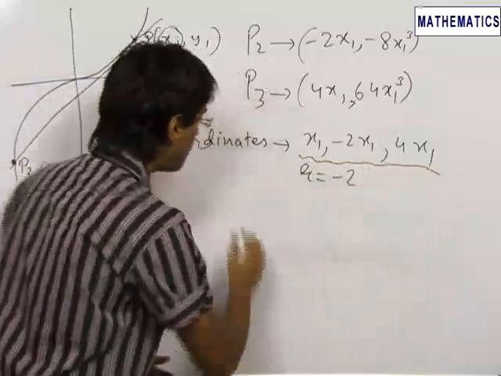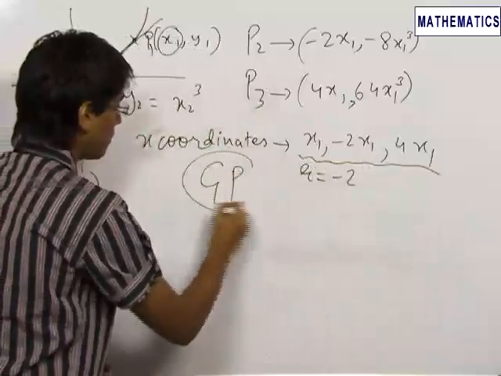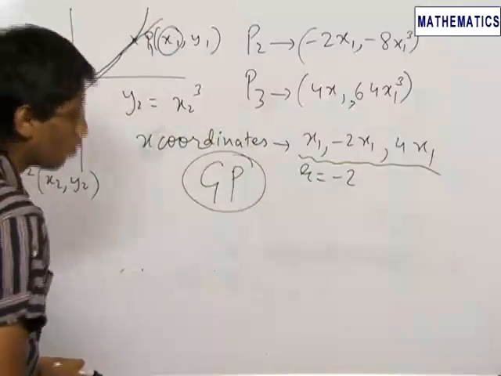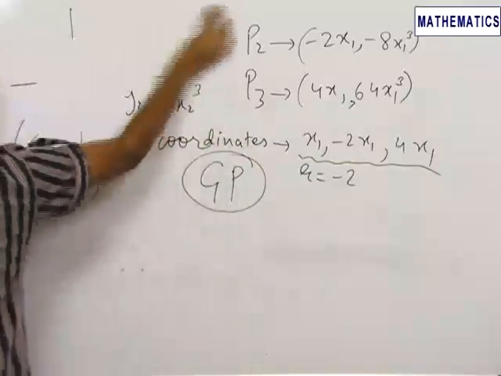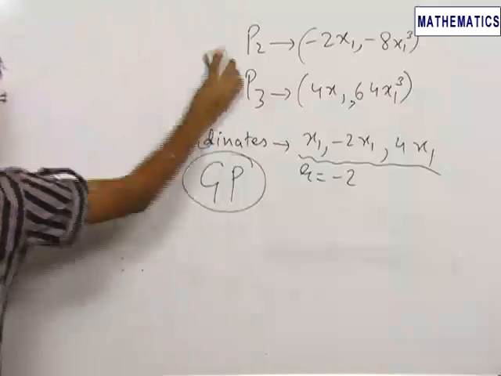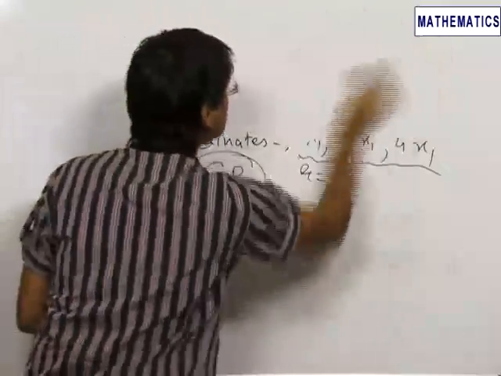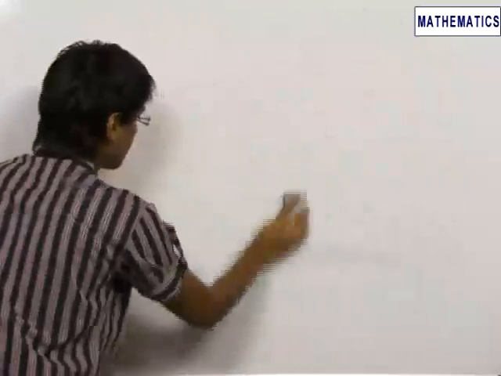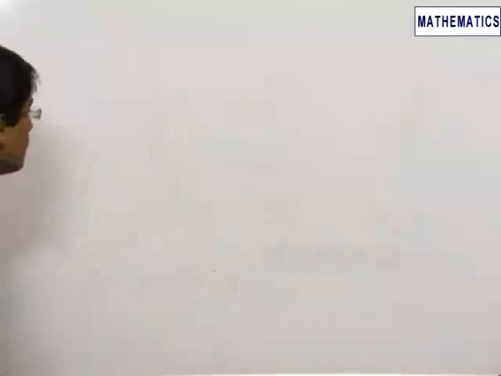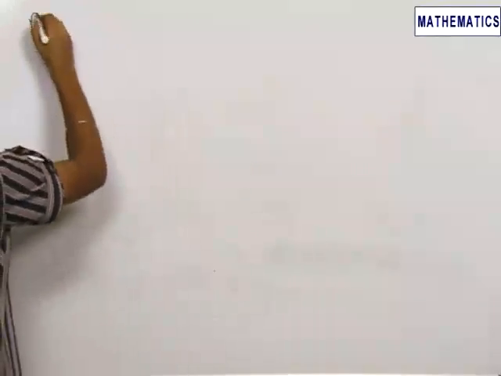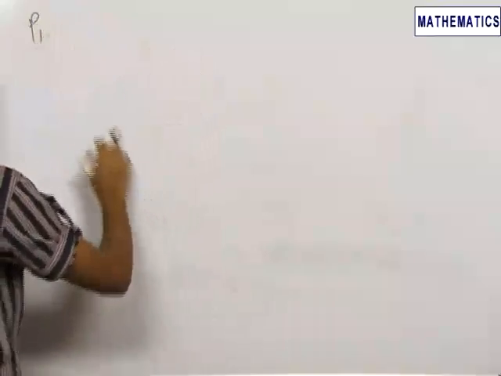are in GP. Hence we have proved the first part, in which we needed to prove that if the curve are having the points P1, P2, P3 on them, then the x coordinates of P1, P2 and P3 will be in GP.